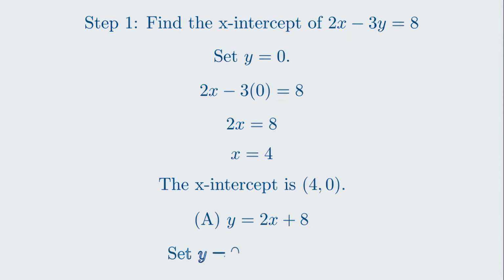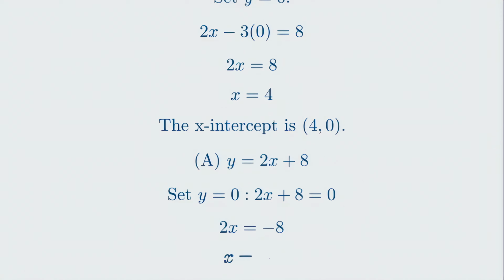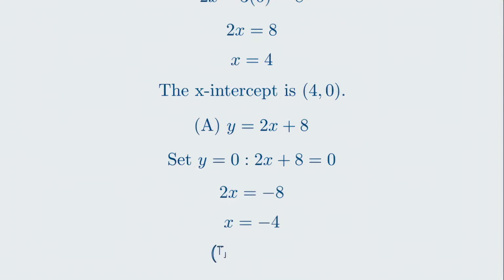Setting y to 0, we get 2x plus 8 equals 0. Subtracting 8 gives 2x equals negative 8, so x equals negative 4. This is not the same as 4, so option A is incorrect.